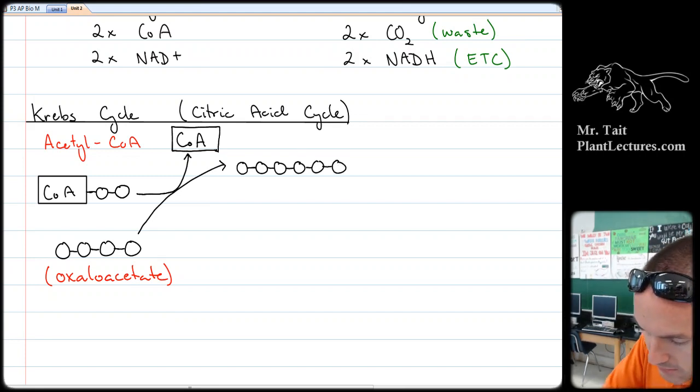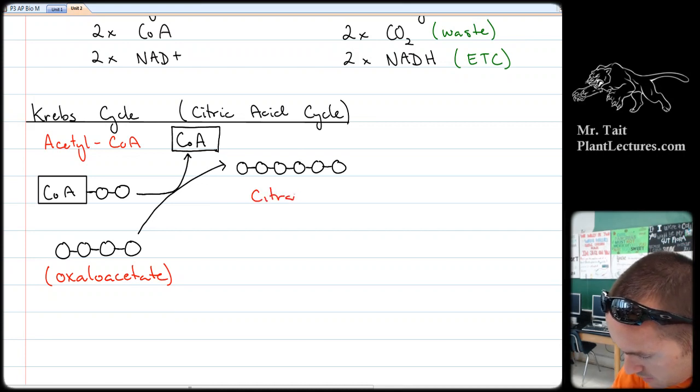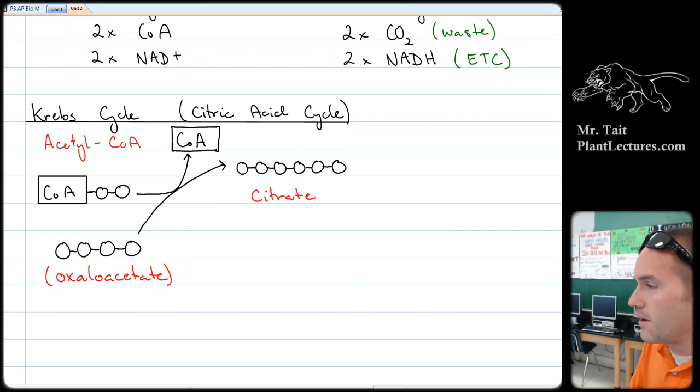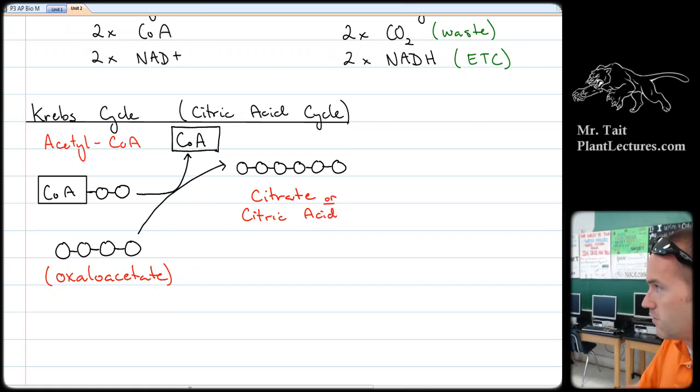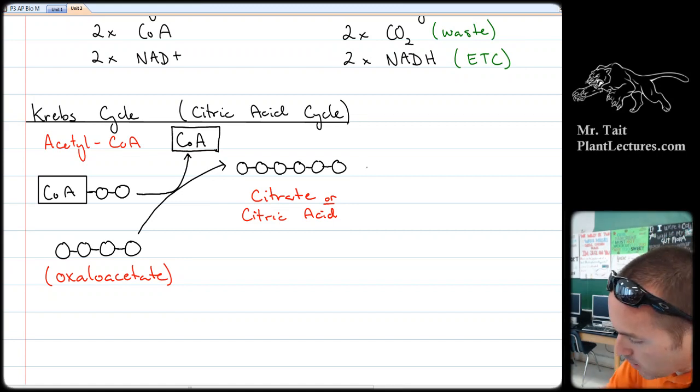This 6-carbon chain is called citrate. Citrate mixes with water to become citric acid. So notice how this one's not in parentheses. Why do you think it's important to know that the first 6-carbon chain here is citrate or citric acid? Because it's the citric acid cycle. That's why we call it the citric acid cycle, because that is the first thing that gets produced, right, is citrate.